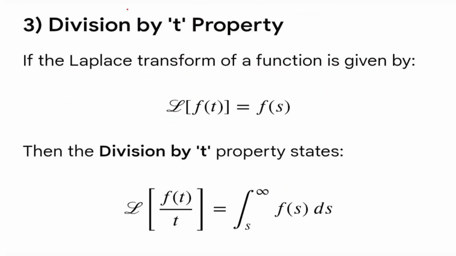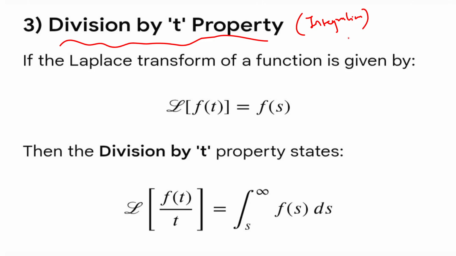Let's see the final property, the division by t property. Like multiplication, there is one more property, the division by t property. Always remember, in the multiplication by t property we differentiate, and in the division by t property we integrate. You have to use integration.